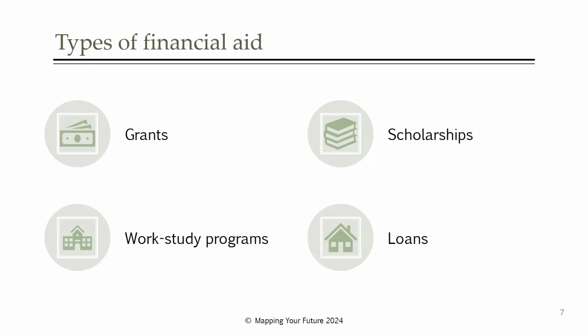And lastly, loans. Loans do have to be repaid. There are federal loans or private student loans. Some states do offer state student loan programs. Most times, federal loans should be considered first, just because they typically seem to have a lot more benefits and flexibility in regard to private loans.